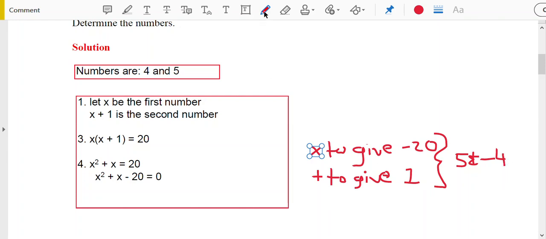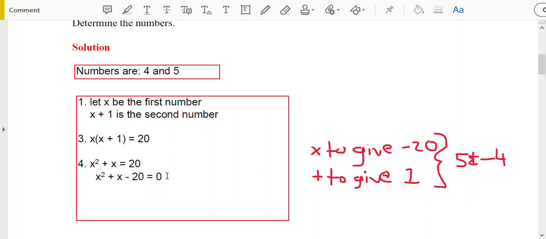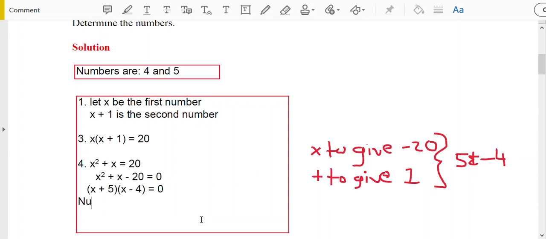Okay, there are 2 numbers. So I come back to the quadratic and I factorize it by writing it in a set of brackets: x plus 5 bracket x minus 4 equals 0. Now I use the null factor law.